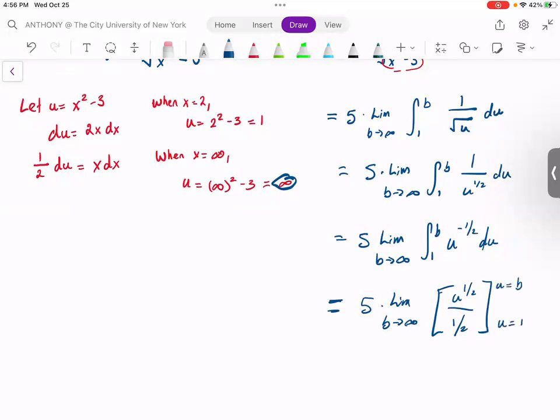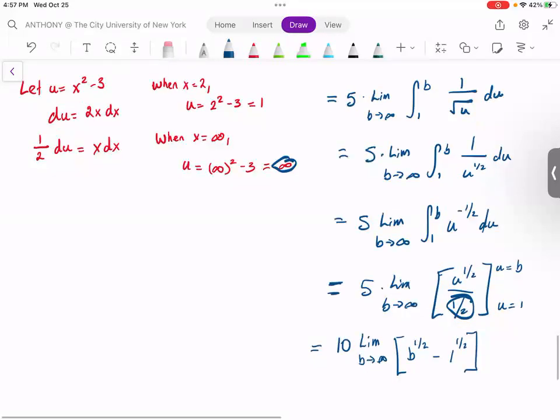All right, so the 1/2, you can take its reciprocal and multiply by the 5 on the outside, that will be 10. So you get 10 times the limit as b approaches infinity of now u to the 1/2, which is now b to the 1/2 minus 1 to the 1/2. Now, what is b to the 1/2?